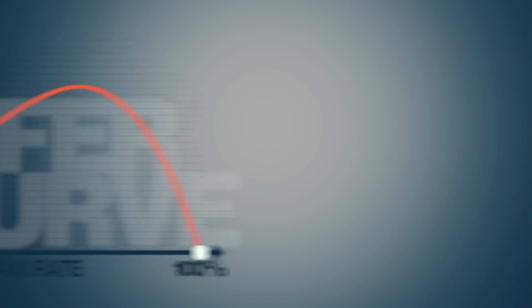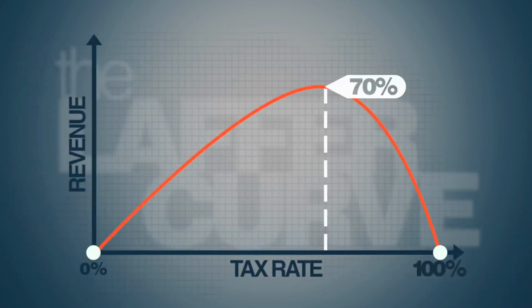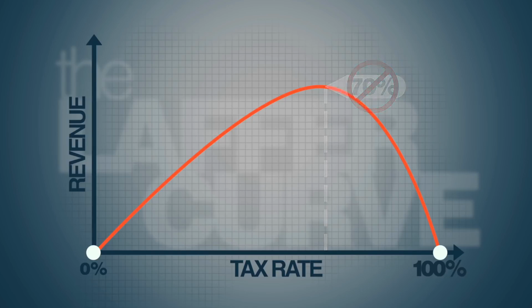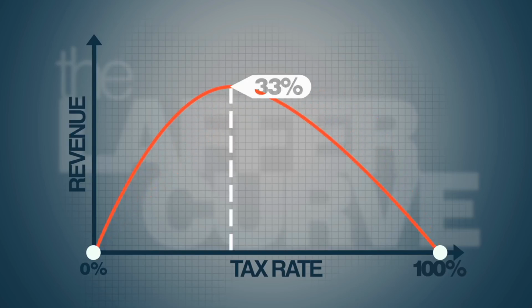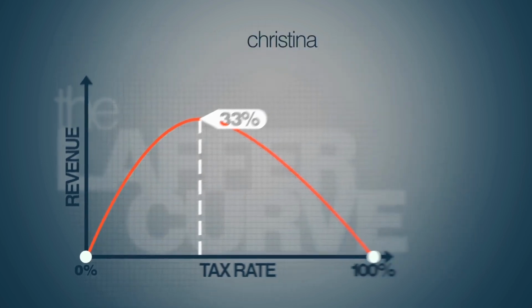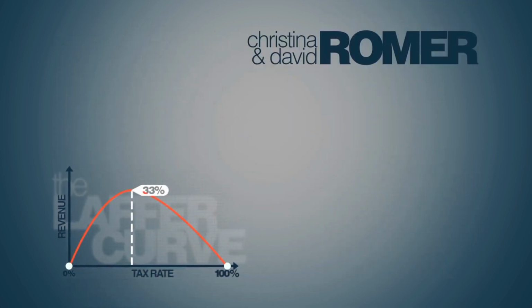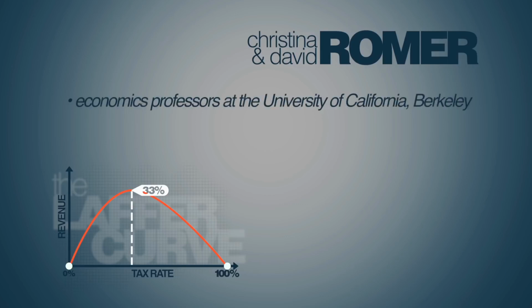When I took my first economics class in 1984 at Stanford University, the textbook said that the hump occurs somewhere around the 70% tax rate. But apparently, I was taught something wrong. New evidence from an unexpected source suggests that the hump occurs at a much lower tax rate, something around 33%. That source is a study by Christina Romer and her husband David Romer. Both are economics professors at the University of California, Berkeley.